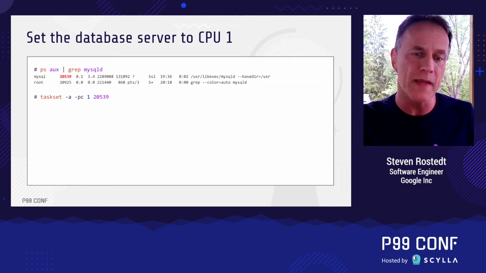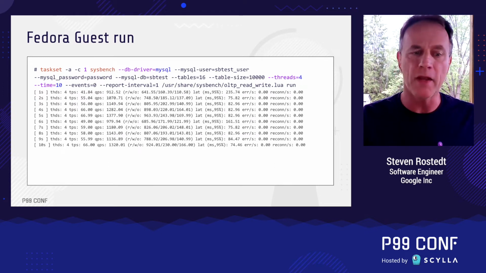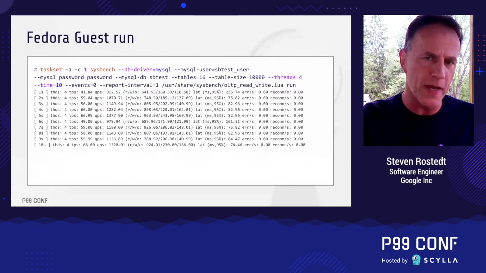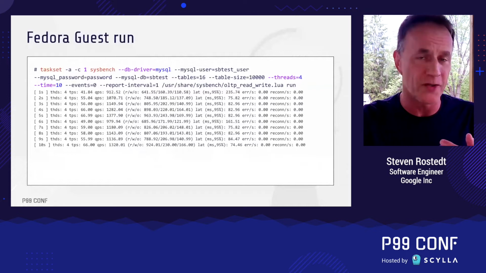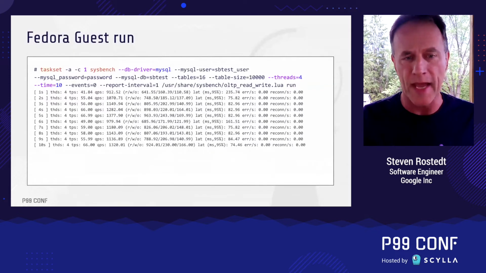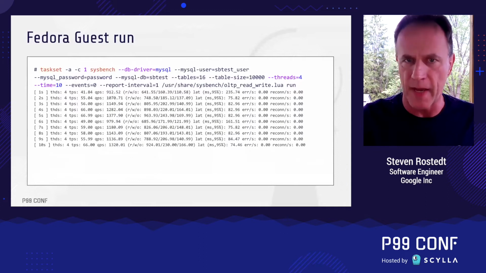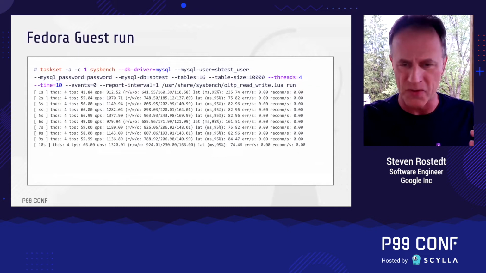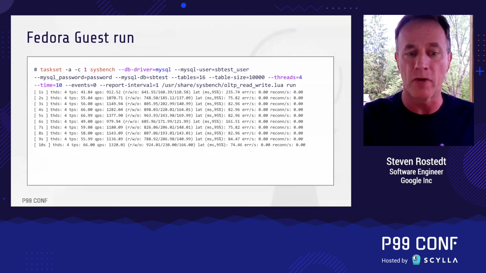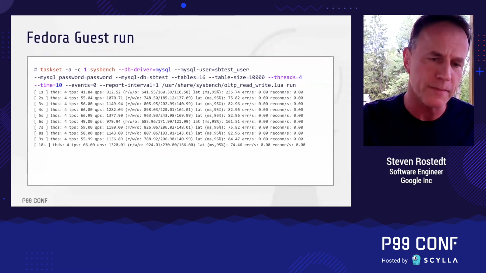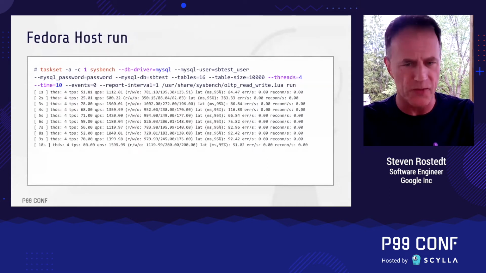So when I ran the sysbench on the guest, this is the Fedora guest run, I ran it under the taskset utility as well, still passing in -a for making sure all threads are pinned to a single CPU. -c is saying what CPU do I want to pin to, and CPU 1 is the number I want. And then I ran my full command, specifying the MySQL driver, so it ran the database test. Other options, not really, it's pretty self-explanatory. I made sure I had 4 threads, and I only ran it for 10 seconds, just for this demo. I did the same thing on the host, and this just shows you that.